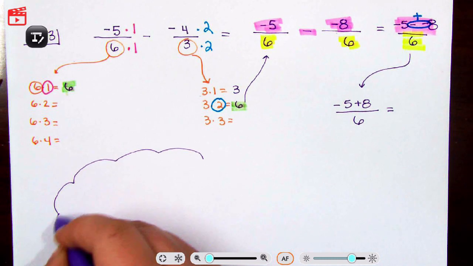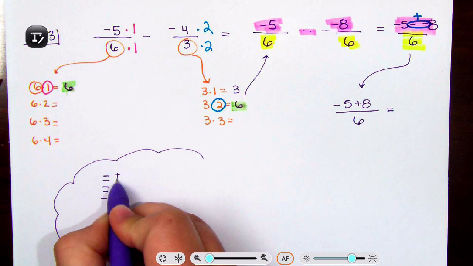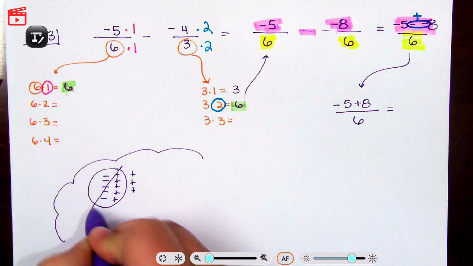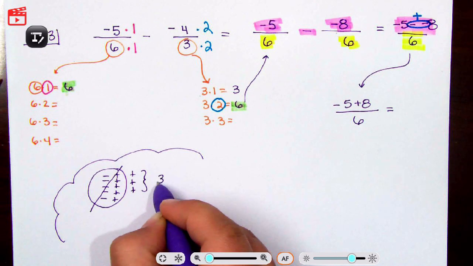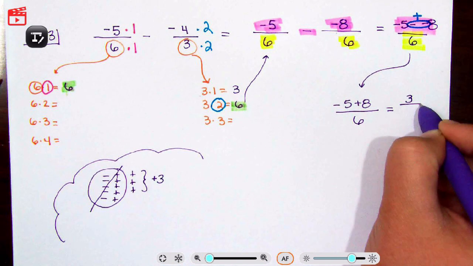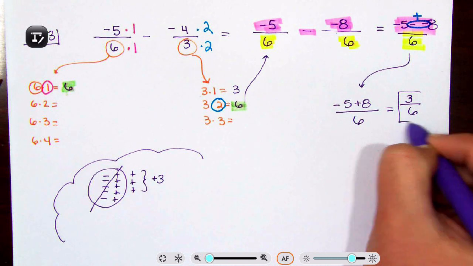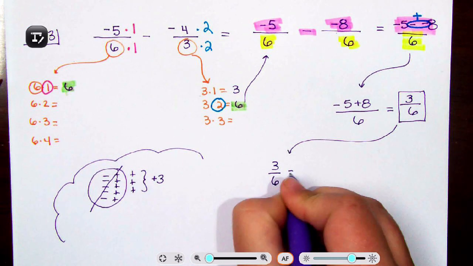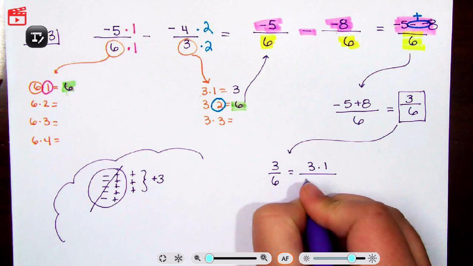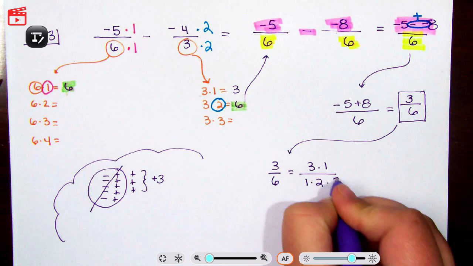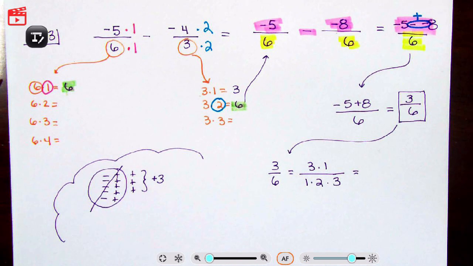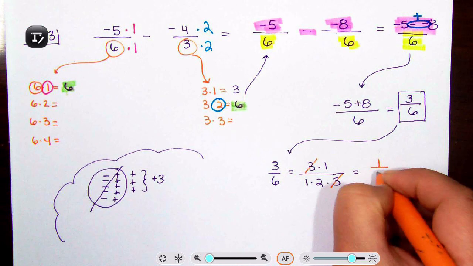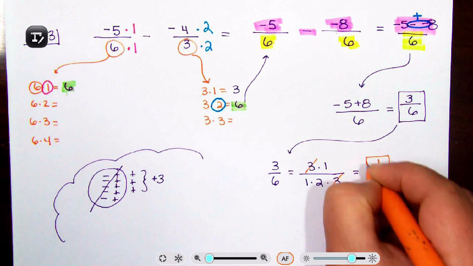a thinking bubble here. 1, 2, 3, 4, 5. 1, 2, 3, 4, 5, 6, 7, 8. We have 0 pairs. That means I have left over 3 positives. So this is 3 over 6. And again, we have to simplify our answer. So I'm going to say 3 over 6 is 3 times 1, and 1 times 2 times 3, which we have 3 and 3 on top. I'm left with 1 over 2, and this is my answer.